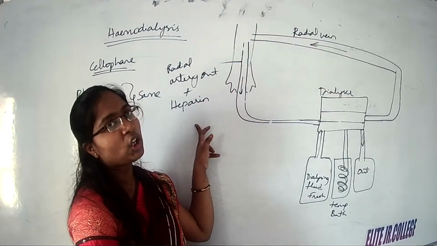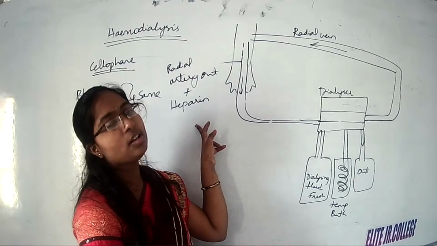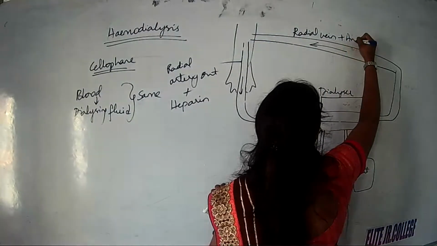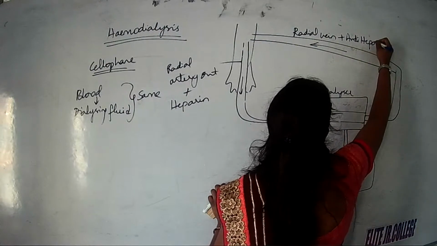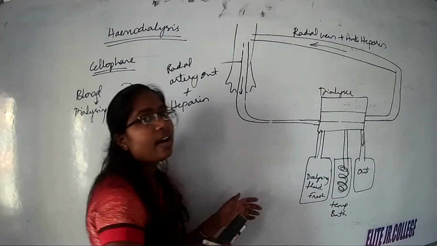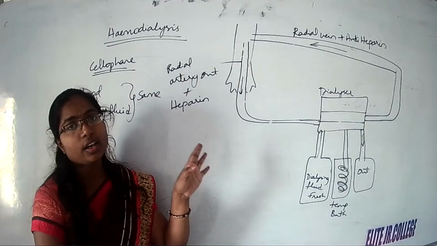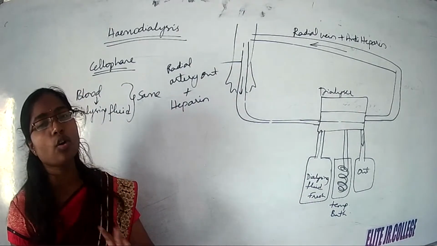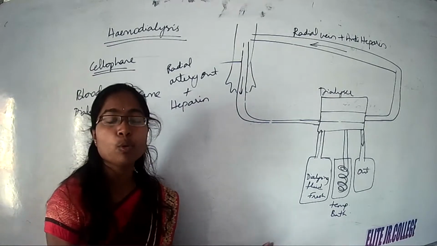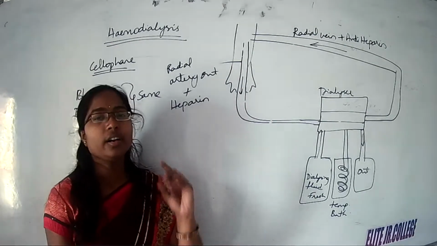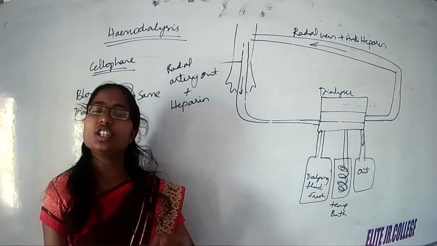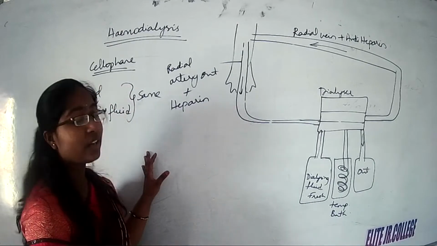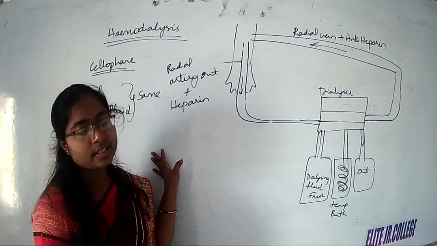When taking the blood out of the body, we added heparin. So when sending the blood back into the body, we add anti-heparin and send it into the body. In that way, this dialysis is performed. It lasts for about 2 to 4 hours, and it is a very big boon for individuals suffering from renal failure and uremia, just to increase their lifespan. This is all that we have regarding hemodialysis.